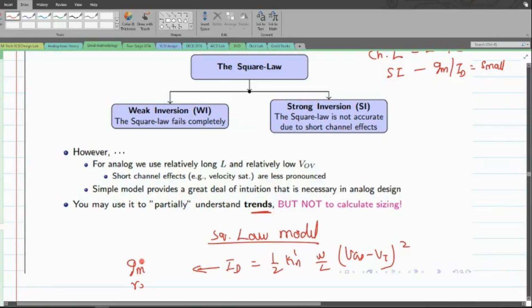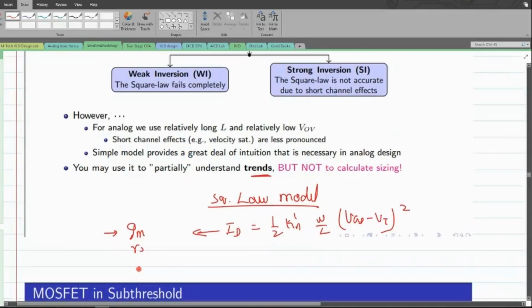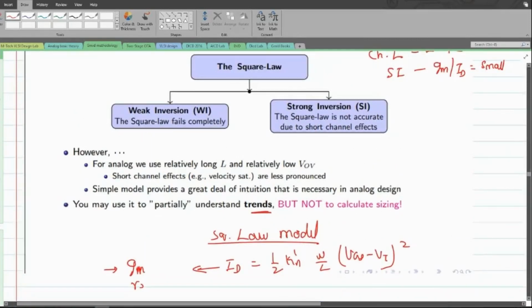Even though the GM is derived out of this square law model, I can still make use of the square law model for our understanding. Say, for example, you have been asked to increase the gain of an amplifier. Without this simple model, I would not know what I'm supposed to increase. Should I increase the value of GM or the value of R out? That is not clear. It is through this model that I know the gain can be written as the product of GM times R out.